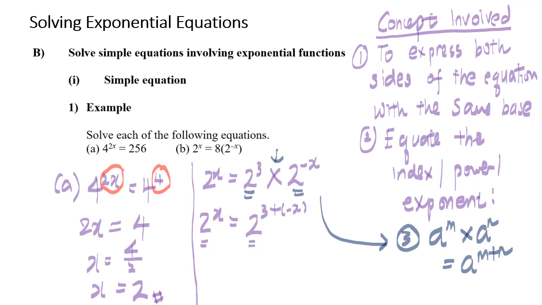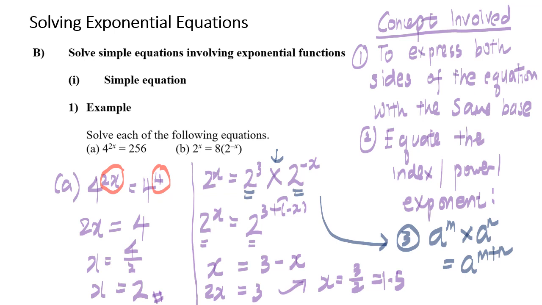Now we can equate the power. x is equals to 3 plus negative x. Right, so positive times negative is negative. So we can bring the x together on the left hand side, and then you can divide by 2. So x is 3 over 2, which is 1.5. Alright, relatively easy.